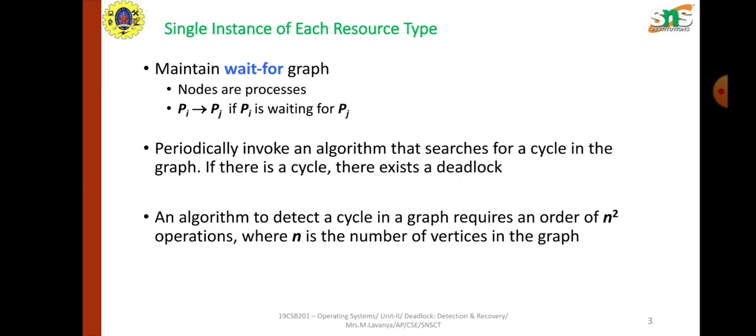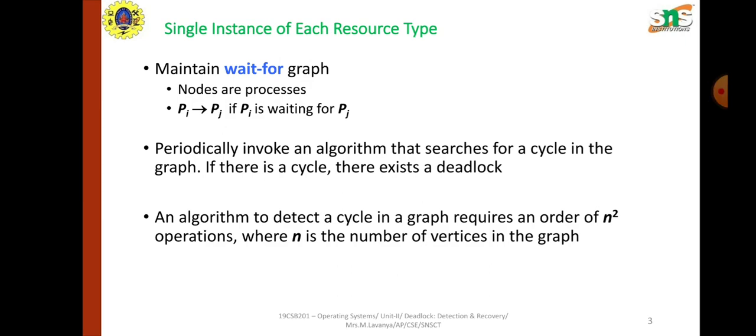Periodically, it invokes the algorithm for searching whether a cycle is forming in the graph. If a cycle exists in the graph, as we have discussed earlier, there is a possibility of occurrence of deadlock. If it is a single instance resource, a deadlock has compulsorily occurred. If it is a multiple instance resource, there is a possibility of deadlock occurring, or else a deadlock might not occur also.